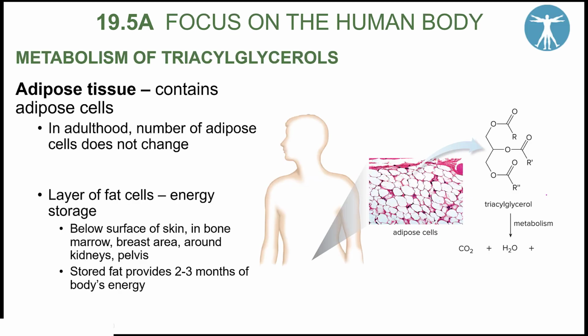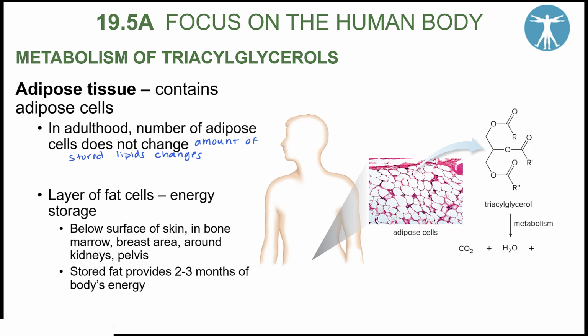When our body stores triacylglycerols, it gets stored in adipose tissue, which is made up of adipose cells. In adulthood, the number of the cells does not change, but the amount of stored lipid changes. Again, your number of cells does not, just how much your body is storing. So this acts as a layer of fat cells that gives us energy storage. And just below the surface of the skin, in your bone marrow, breast area, around the kidneys and pelvis is where it's stored. And that can provide us with 2 to 3 months of the body's energy. So we can see a close-up of adipose cells there. So that number doesn't change, but just how much is stored does change.